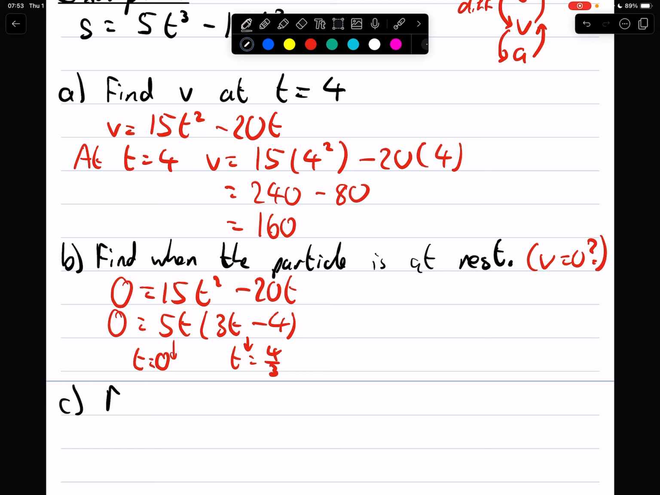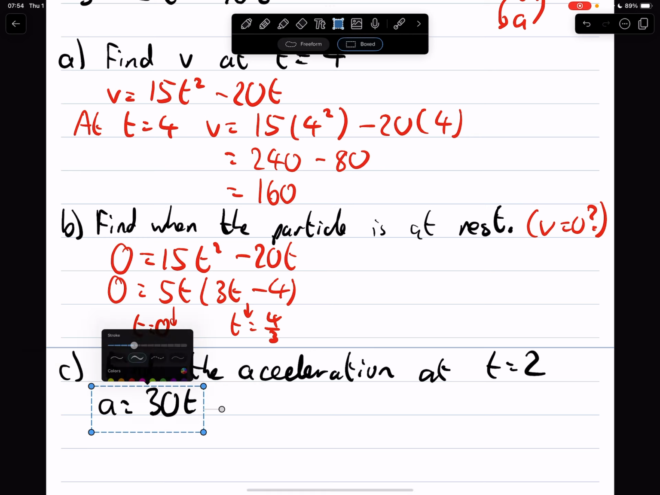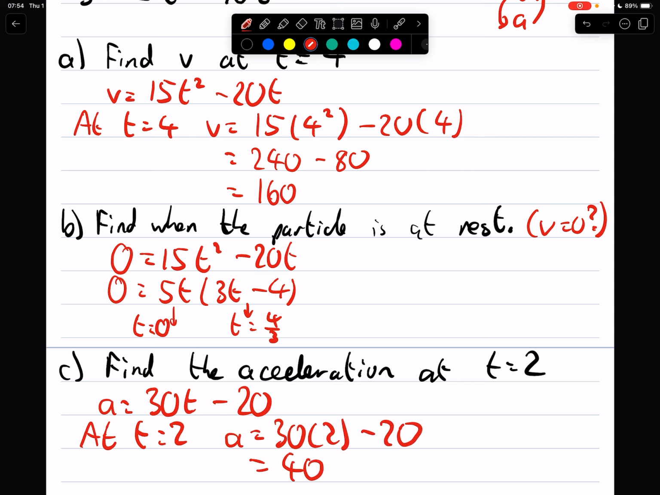And finally, find the acceleration at t equals 2. So if we differentiate it again, A would be 15t squared differentiates, gives you 30t. 30t, 20t differentiated is 20. So at t equals 2, a is 30 lots of 2 minus 20, which is 40.